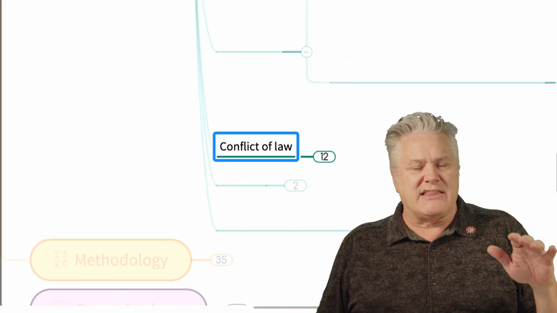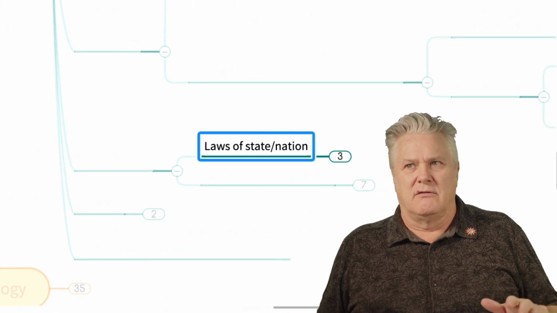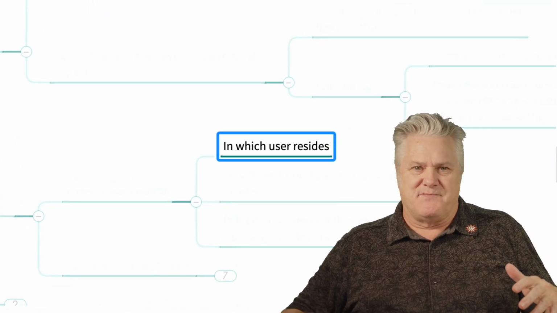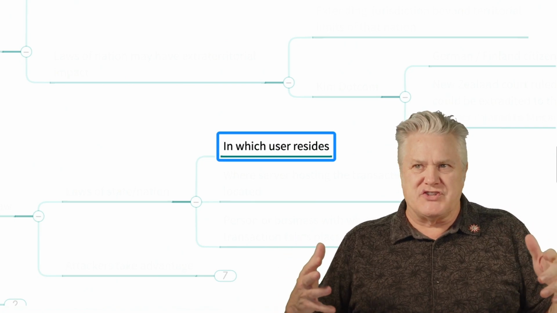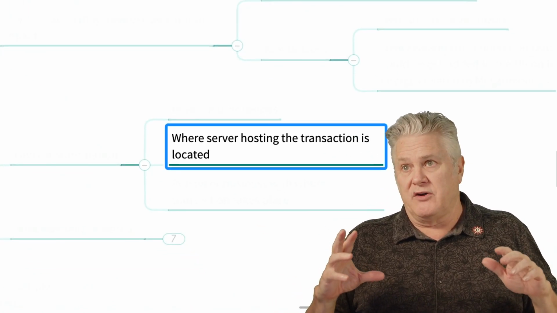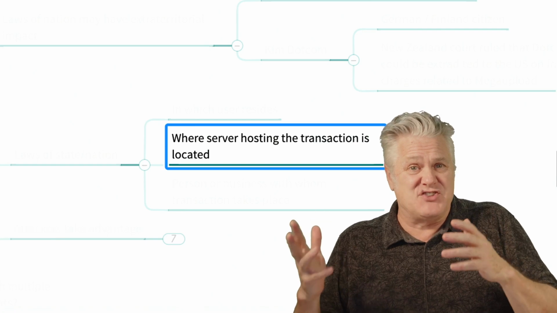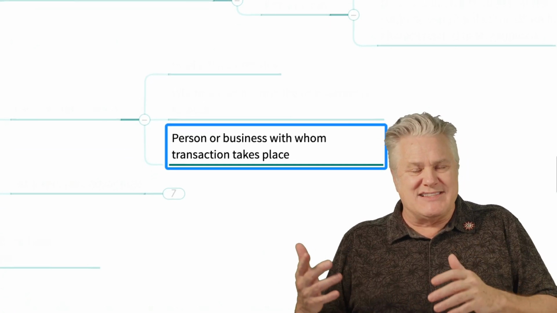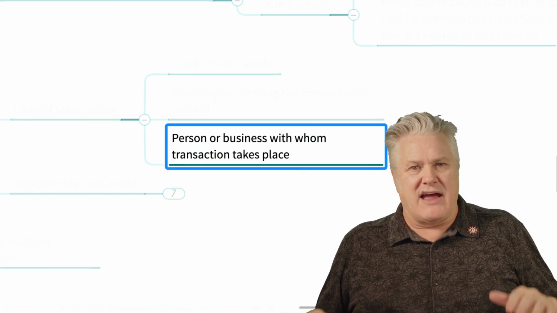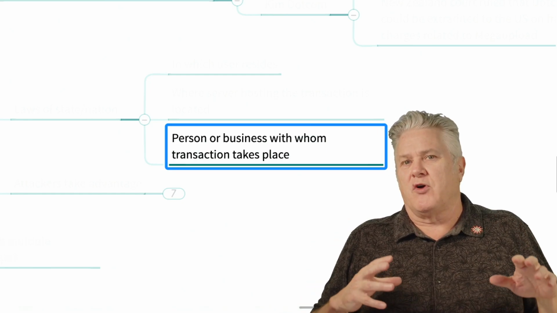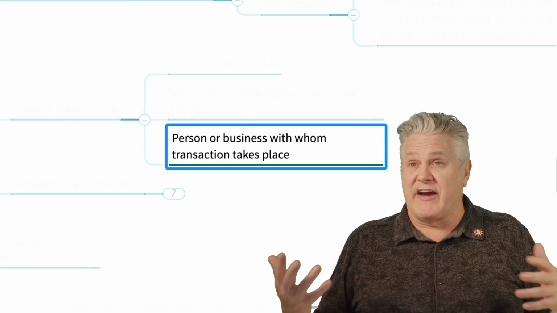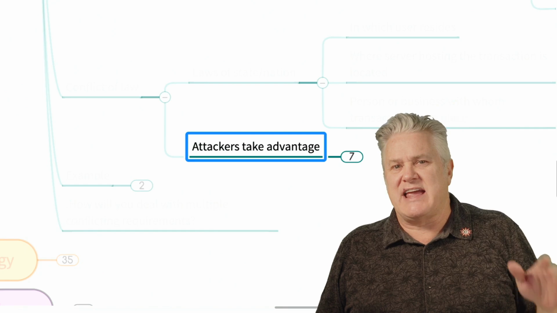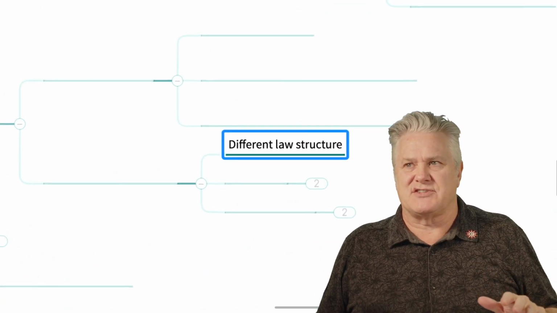We also have to look at the conflict of law. Okay, so we're going to have laws at the state or the nation level, and that's where the user resides, or it could be where the server hosting the transactions is located, or the person or business with whom the transaction takes place. And that causes us some problems when we're working with international customers or we have a very large organization. Now, here's the thing is, attackers take advantage of this in a lot of cases.